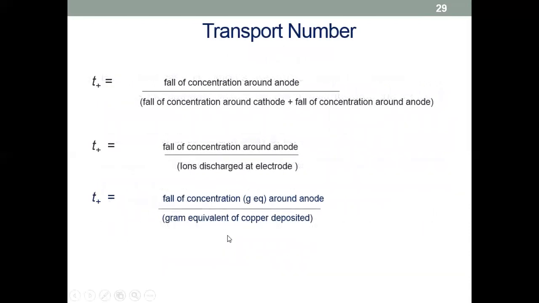All right. And so the transport number can also be defined as the fall of concentration around the anode divided by the total fall in concentration around the cathode plus anode, or the total number of ions discharged at the electrode. Also, in terms of gram equivalents, it will be the fall of concentration in gram equivalents around the anode divided by the gram equivalents of the substance deposited or discharged at the electrode.